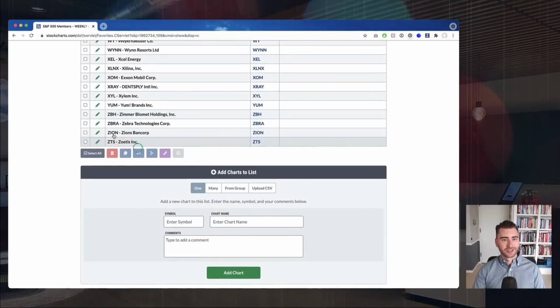Lots and lots of things in this list. When you select anything from a chart list, you can always come down to this row of buttons here. You've got that apply style to all button. Makes it really easy to build out some of these lists with specific styles that you want to see.